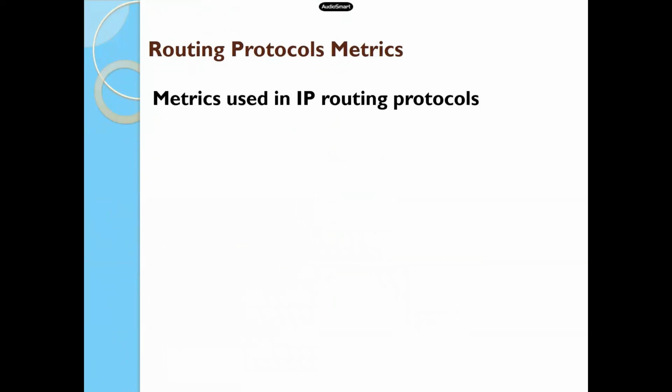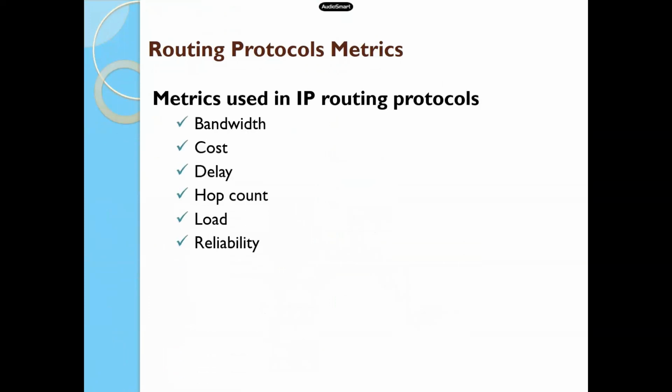So what are the other metrics? There are many actually. There is the bandwidth, which determines the speed of the network, and the cost, which will be a combination of several metrics. Delay, how long for the message to be late. Hop count, we just talked about it, load and reliability. So those are the metrics of interest. Mainly we're going to talk about hop count and also bandwidth.